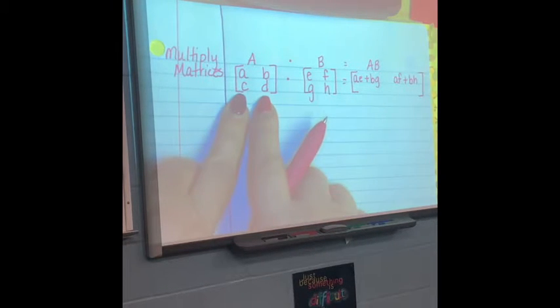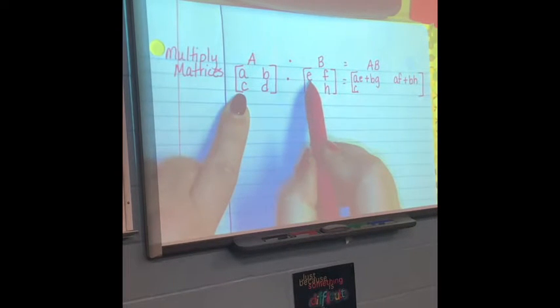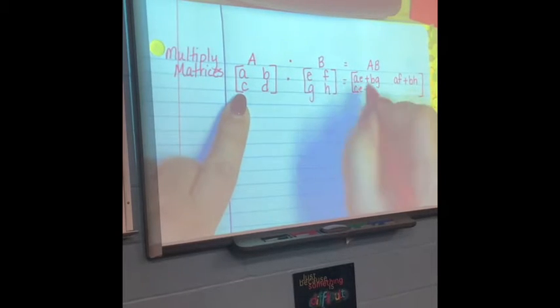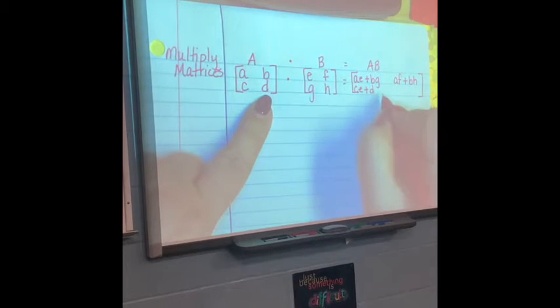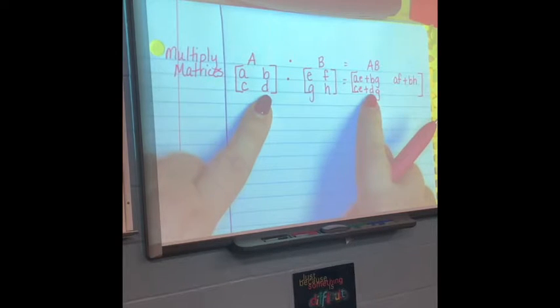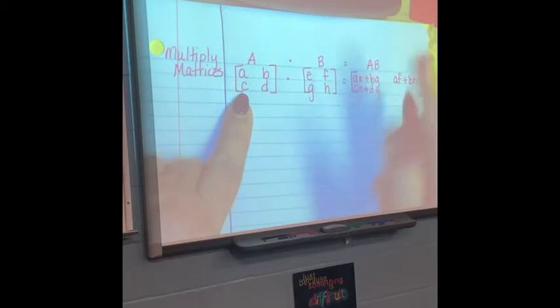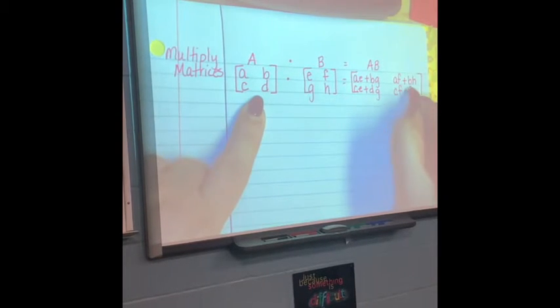All right, so row 2, C times G, plus D times G. Note here, look here, EG. This is our column, right? So everything's EG in this column. Yes? All right, now row 2 by column 2. CF plus DH.